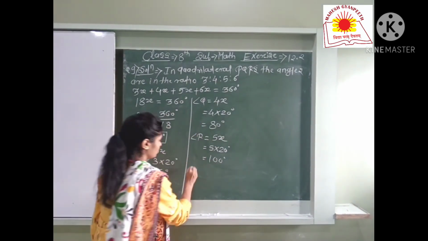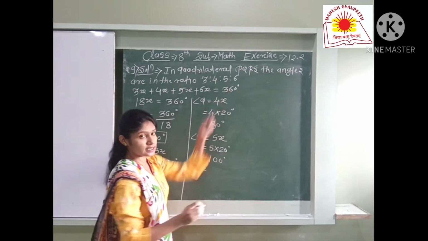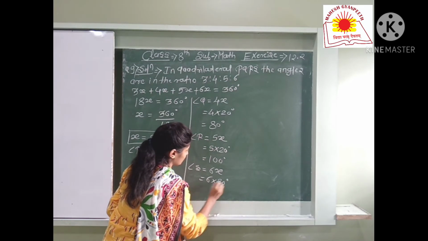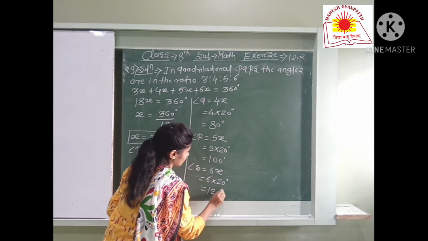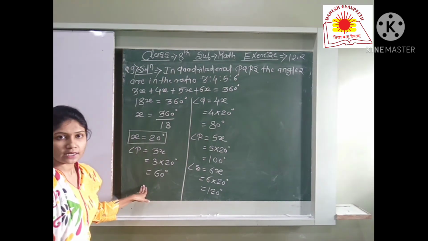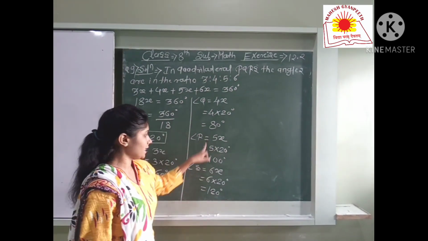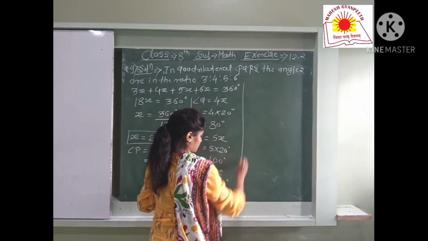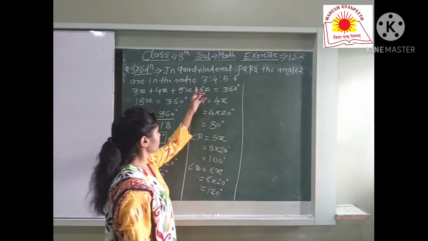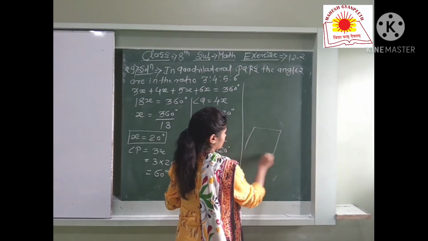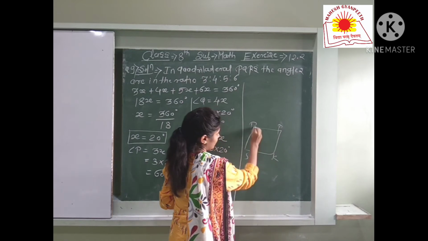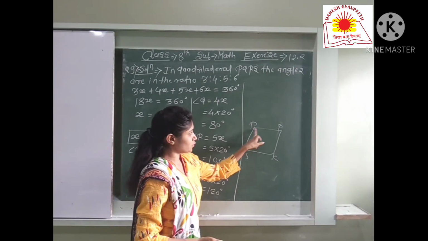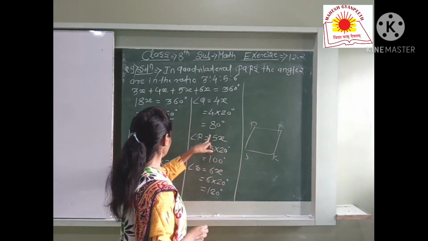Now the last one is angle S. What is the value of angle S? It is 6x. 6 multiplied by 20. 6 twos are 12, so 120. Okay. Now the given angles, students, are 60 degrees, 80 degrees, 100 degrees and 120 degrees. So see here, we have to add. What is the opposite angle of P? This is PQRS. P is opposite to R. Okay, then, sorry, not opposite angle, adjacent angle.